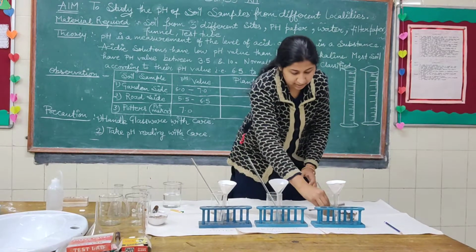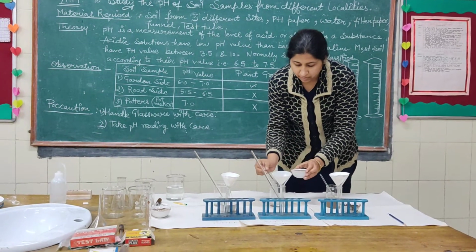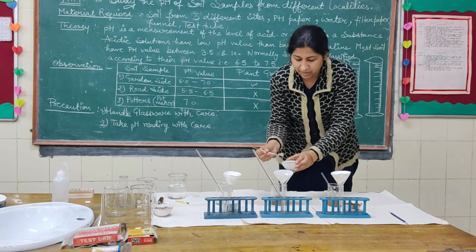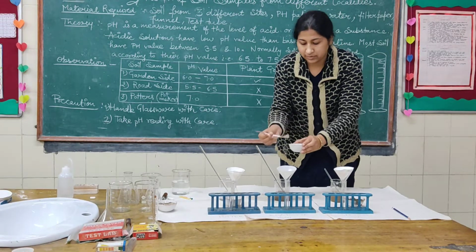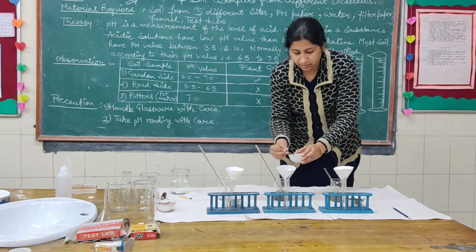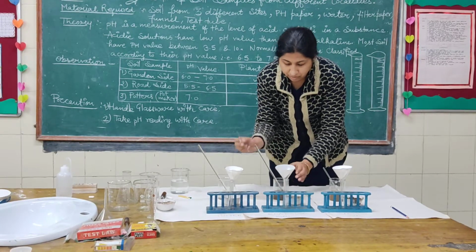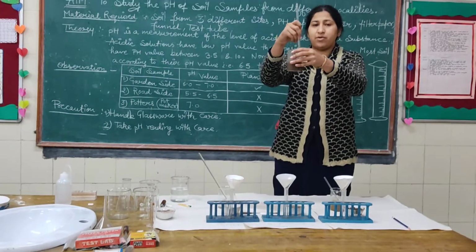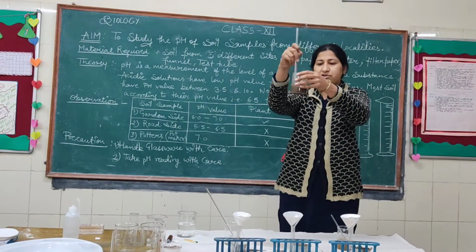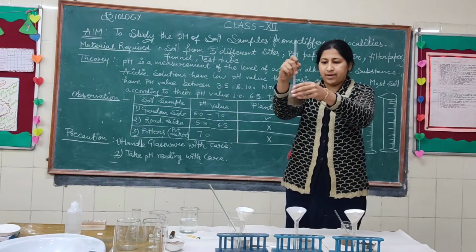Then we take the second soil. I'm taking it with another side of the spatula, I'm not taking the same spatula. Look. After taking this, we also have to mix it in 100 ml of water. This is our roadside soil. Mix it well and then keep it.